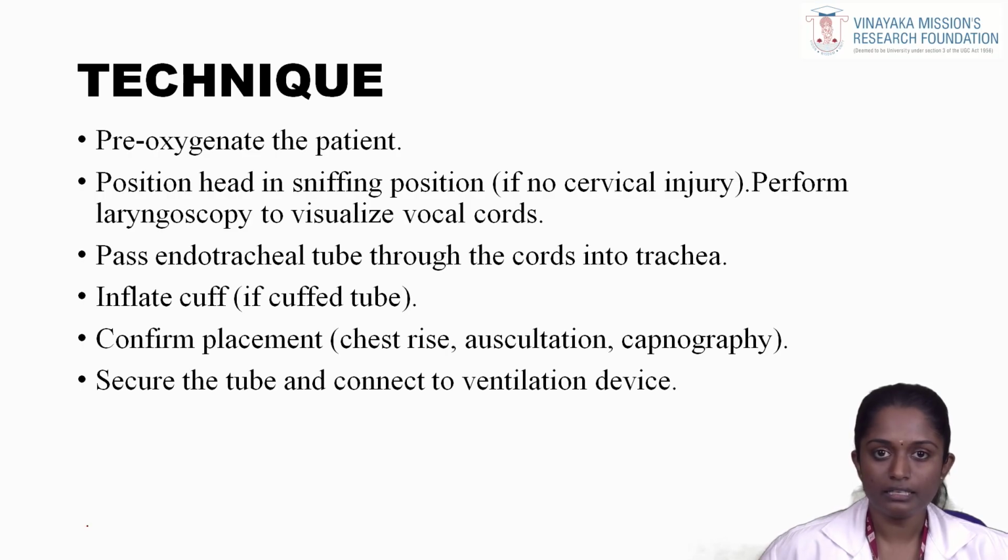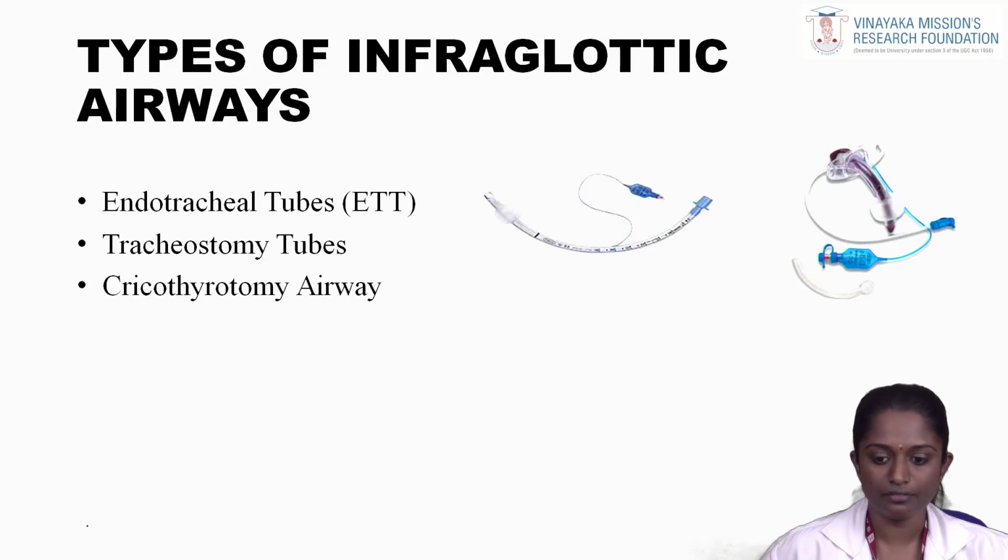Then position the head in sniffing position, perform laryngoscopy to visualize the vocal cords. When you see the vocal cords, pass the endotracheal tube through the cords into the trachea. Then inflate the cuff. Confirm the placement by chest rise, auscultation, capnograph. Secure the tube and connect it to the device. Types of infraglottic airway: we have endotracheal tube, tracheostomy and cricothyrotomy.